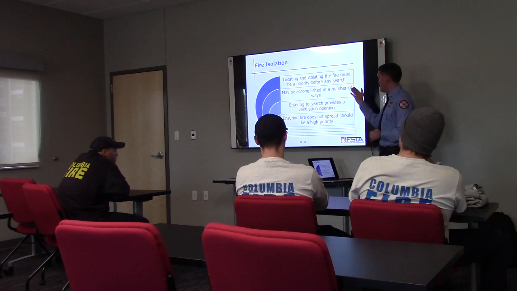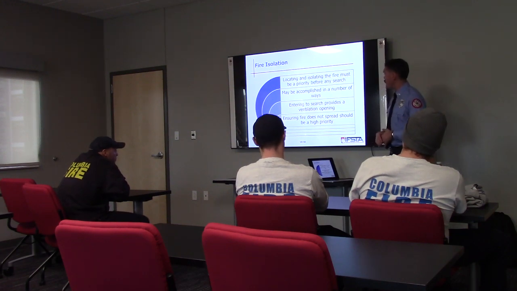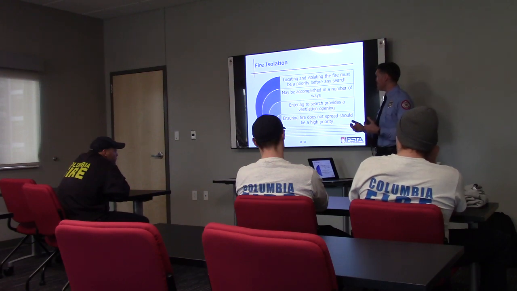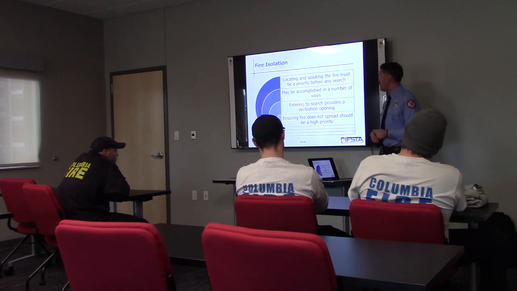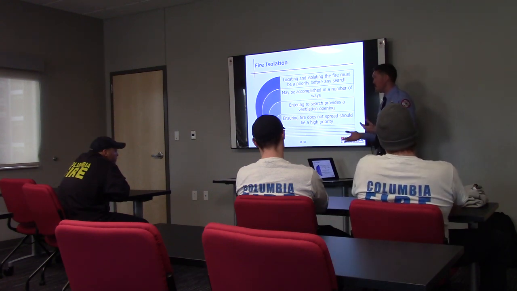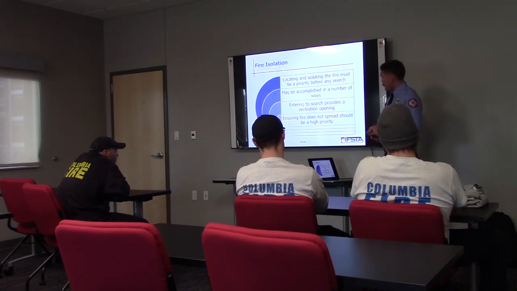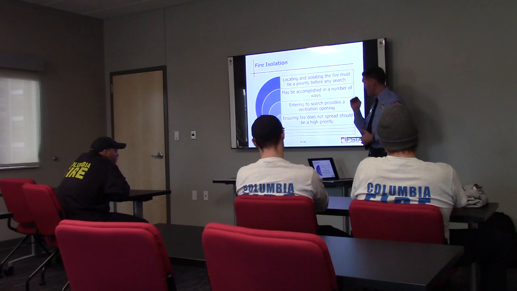We can accomplish that in a number of ways. Entering the search provides a ventilation opening. Understand that. So another one of those operative words in VES is ventilate. We're going to be entering the structure by ventilating it, or unintentionally ventilating it by entering. And then ensuring the fire doesn't spread needs to be a very high priority. When we talk about the VES strategy, the very first thing you do after you make that ventilation hole is isolate that flow path so that the fire does not spread, or its spread is limited. So that's obviously very important.